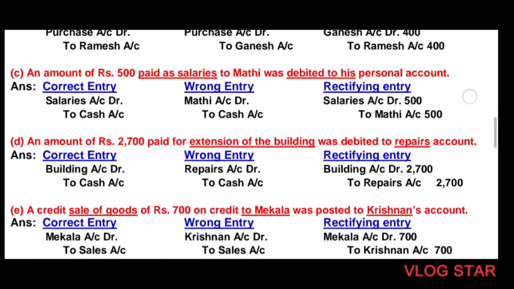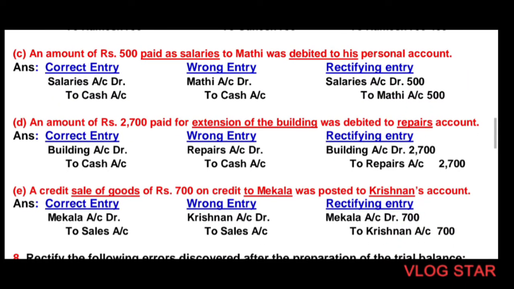Next question. An amount of rupees 500 paid as salary to Maluti was debited to his personal account. So what you did? You paid salary. Normally when you pay salary, what is the correct entry? Salaries account debit to cash account. But wrongly what he did? He debited his personal account, Maluti account. So the wrong entry is Maluti account debit to cash account. So cash is right. Only on the debit side they made the mistake.